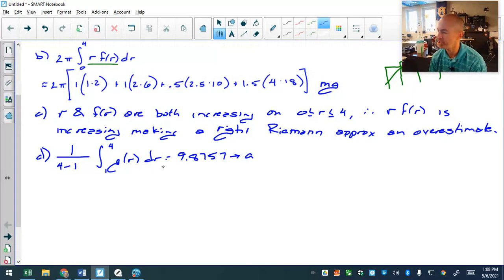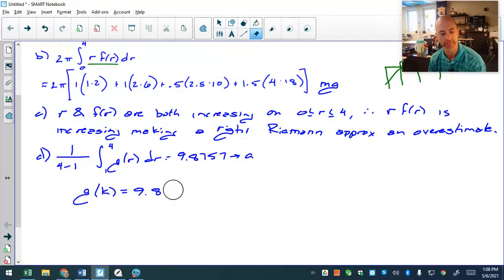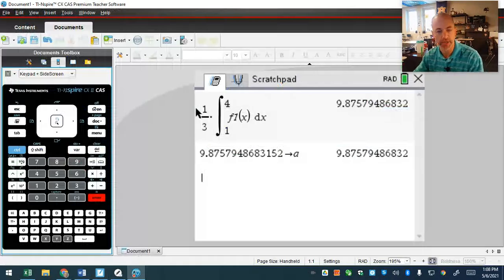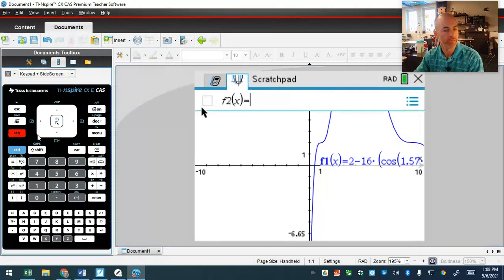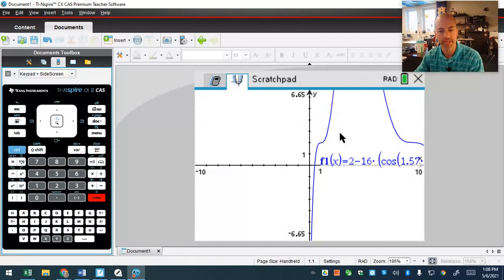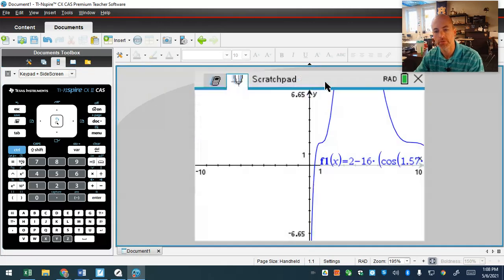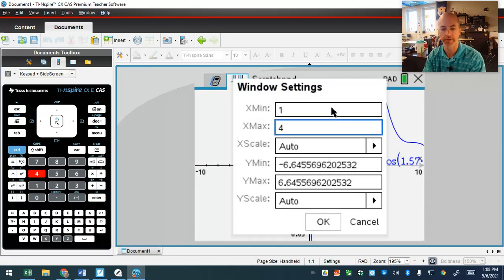And now they ask you when g of k equals that average value. So I need to solve g of k is equal to 9.8757. And we'll solve that in the calculator. So I'm going to go back to my graph screen, go up here, and I saved that value for A. So I'm just going to graph a horizontal line at y equals A. I can't see it right now, but I will once I adjust my window. So my window settings, we are entering only on the interval 1 to 4, and I'll take my y's from 0 to 10.